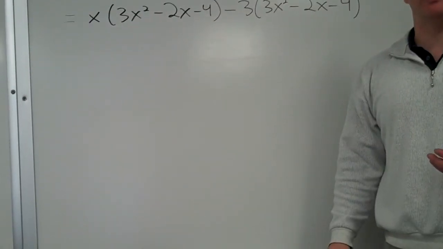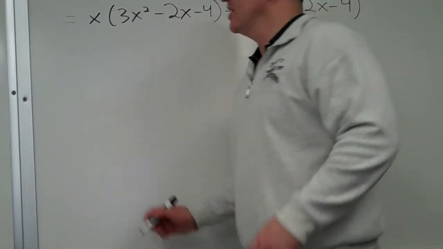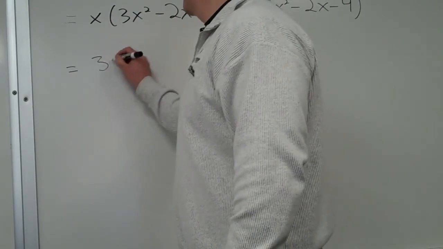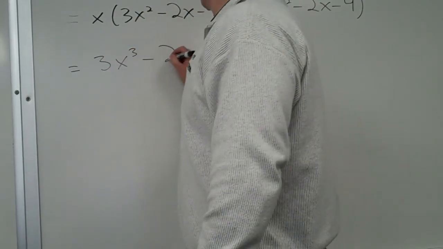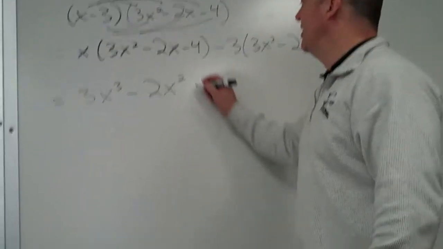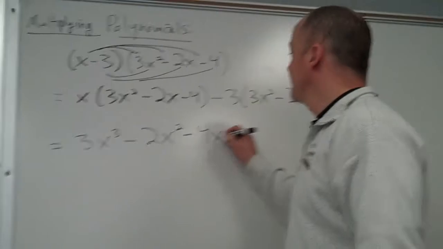You don't have to use it, but it will really help, okay? Here's what I'm going to do. I'm going to distribute this, and I'm going to get 3x cubed minus 2x squared minus 4x. That's exactly what I did.